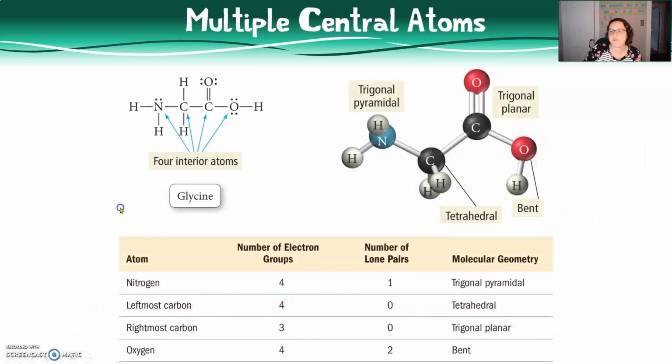Here's an example with 4 interior central atoms. Note that 3 out of 4 of these central atoms have 4 electron groups, yet they all have different molecular geometries due to the difference in the lone pairs. Note that the rightmost carbon only has 3 electron groups, so this is the only central atom in this structure with a trigonal planar electron geometry.